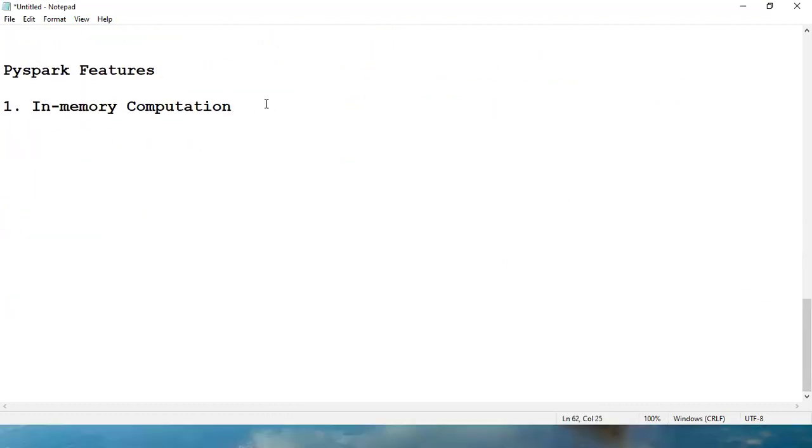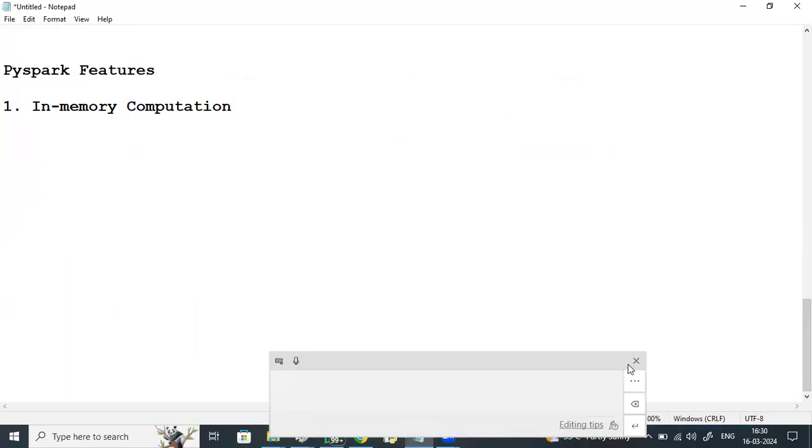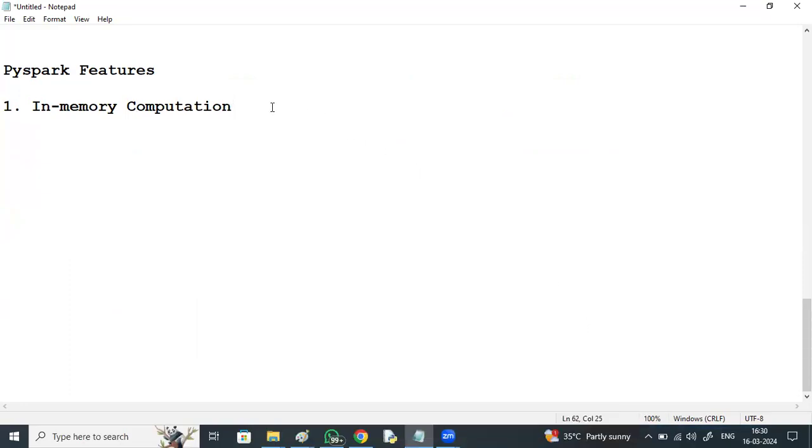About the speed of PySpark, I'll come back to it, and to the motivation towards PySpark and its speed. So in-memory computation means storage and processing both happen at the memory level, RAM level storage and RAM level processing. And one more feature: PySpark is lazy evaluated.